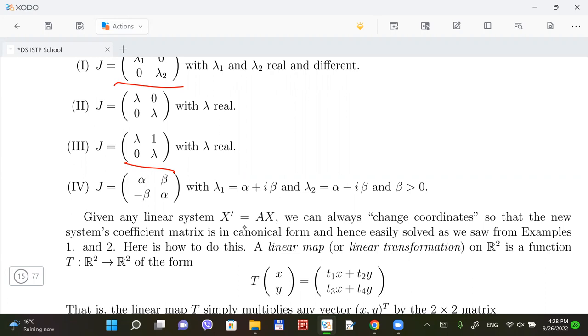But the problem with the third case is not the complexity of the eigenvalues. It's that the matrix is not diagonalizable. But you will always get a form like this: the real part of the eigenvalues on the main diagonal, and the imaginary part of the eigenvalues here, but with a different sign. I was talking about the third case, number 3. You have problems because you cannot diagonalize the matrix, but you can always put it in this form, the canonical form.